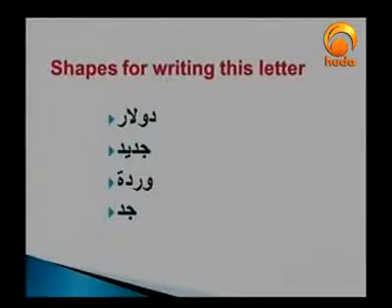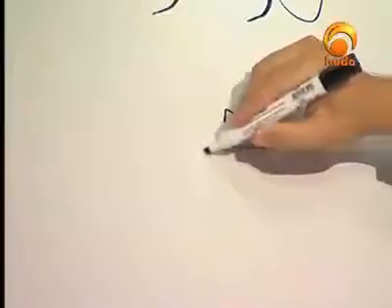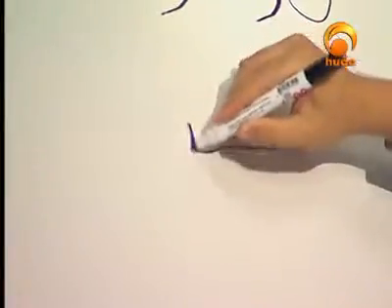When it comes to the initial position, Dal is always disconnected. You have to remember that. In the middle position, in some words it could be disconnected or it could be connected. Let me give you an example here. We have jadid and we have warda. Let me write jadid. Here it is. Jim, starting with a small hook, slanted line, straight line, and then we are writing down here.